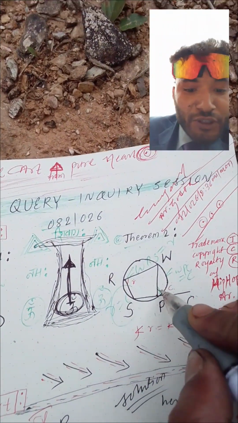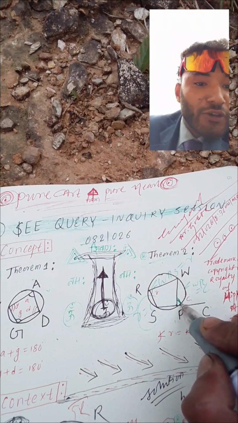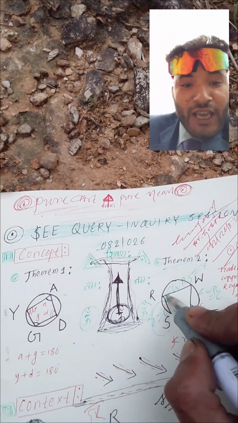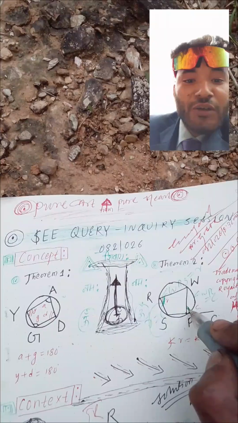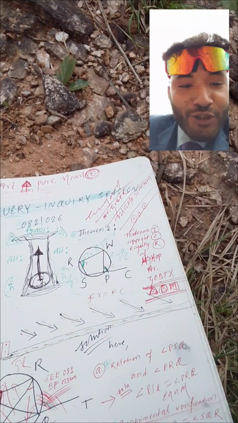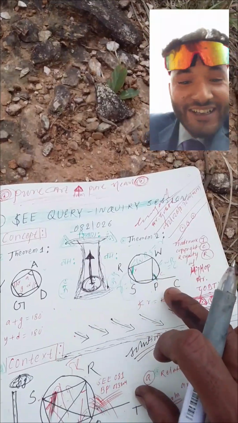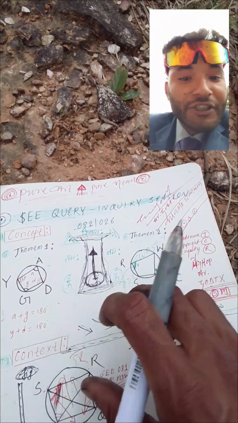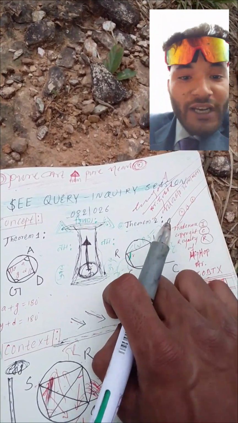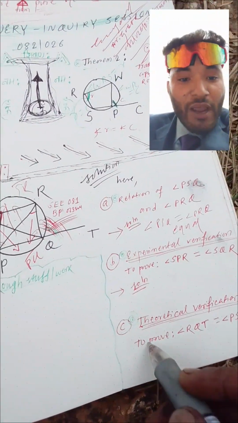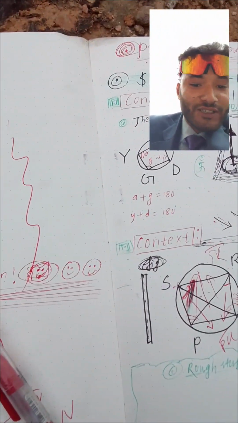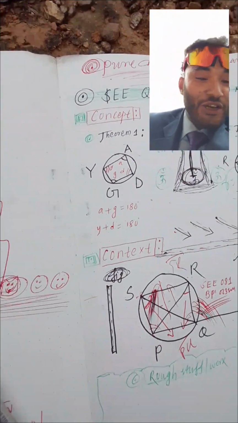Interior means inside, exterior means outside. So the outside angle is equal to the inside angle, right? Exterior angle of a cyclic quadrilateral is equal to the interior angle of a cyclic quadrilateral. So that is the thing we have to prove here. So how to prove this? We have to prove it like this.